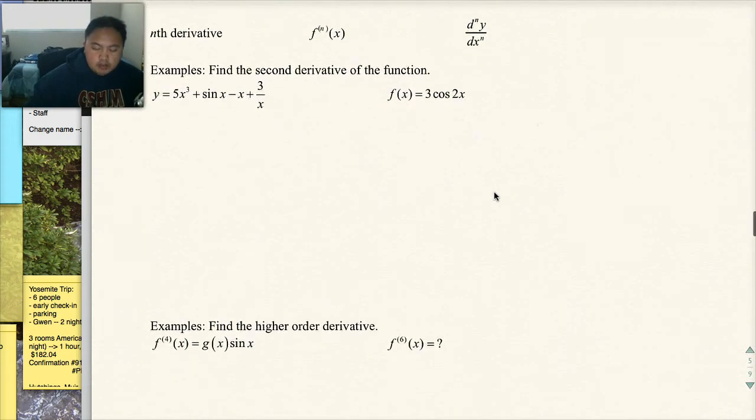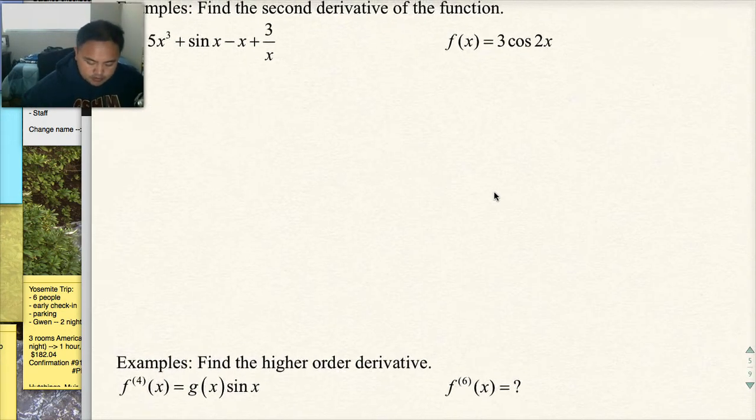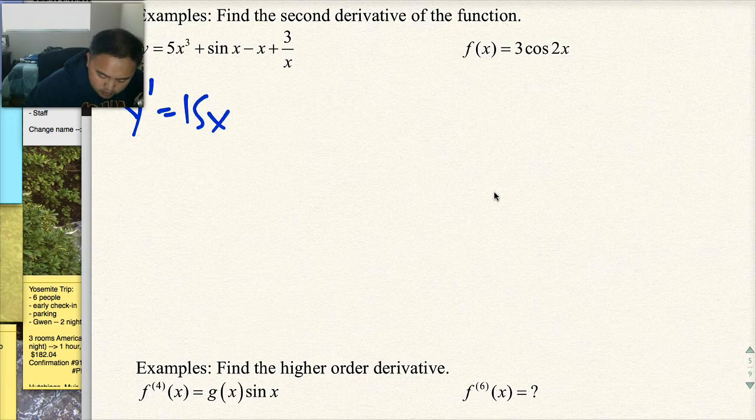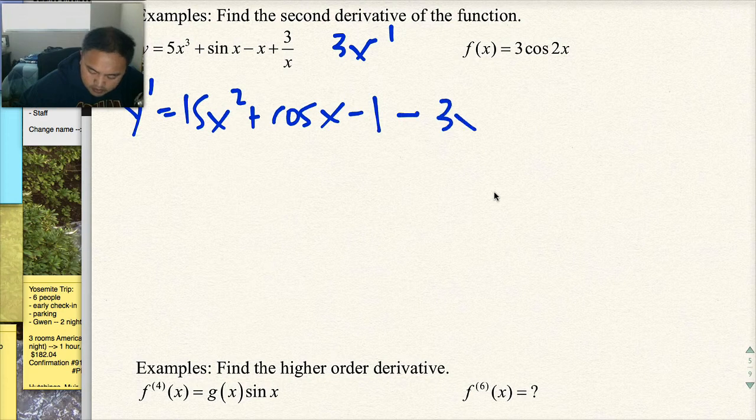So I'm just going to go over one example because I think you guys understand this very well, but what if they say find the second derivative of a function? Okay, so if I take, for example, this problem, I will take the first derivative. In my notation, I'll call this y prime, which is 15x squared plus cosine x minus 1. And this one, 3 over x, means the exact same thing as 3x to the negative 1. So the derivative means negative 3x to the negative 2. Okay, that's the first derivative.